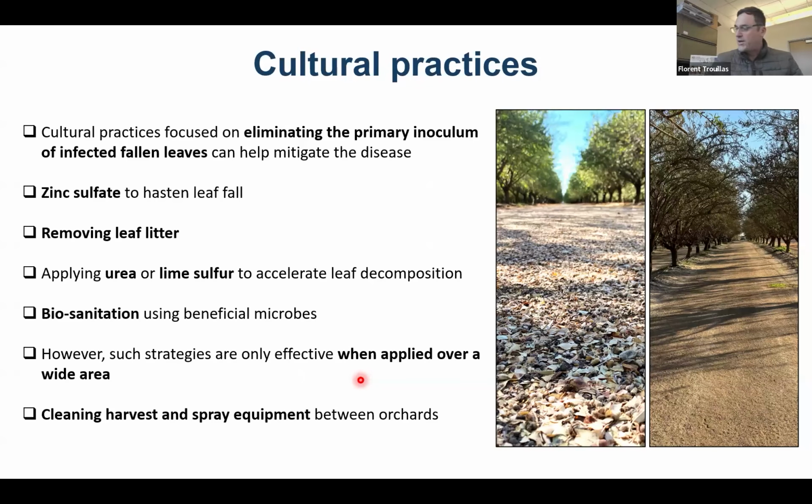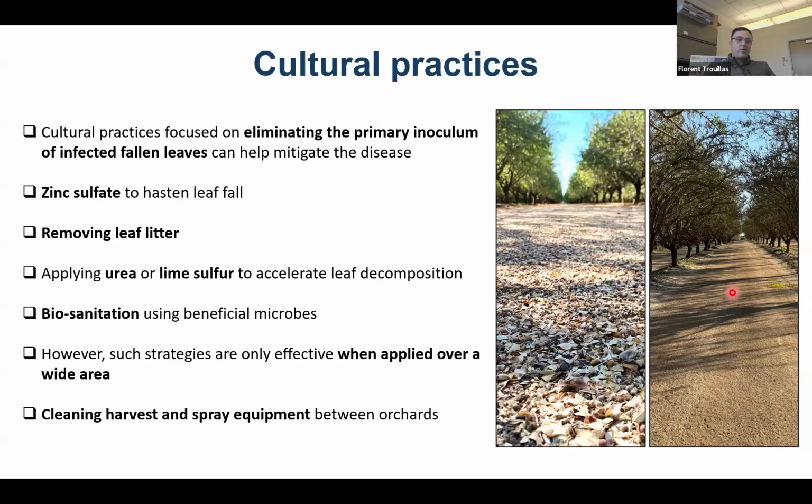We also often get questions about cultural practices. How about I get rid of all these leaves on the ground, as they serve as sources of inoculum? Some growers, after harvest, really clean up their orchards very well, not leaving a single leaf on the ground. I think these are definitely great initiatives. They can reduce the amount of inoculum present within the orchard, through physical elimination of the leaf litter. Some growers may consider zinc sulfate to hasten leaf fall and give more time for the leaf to decompose within the dormant season.